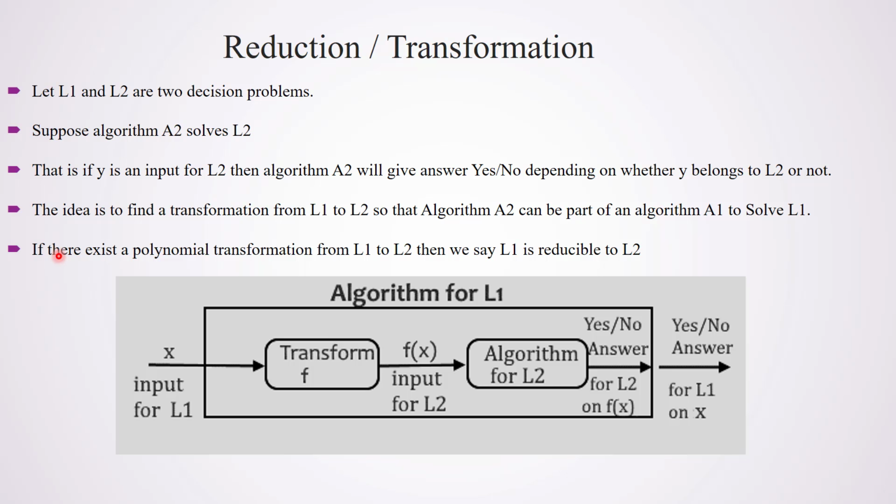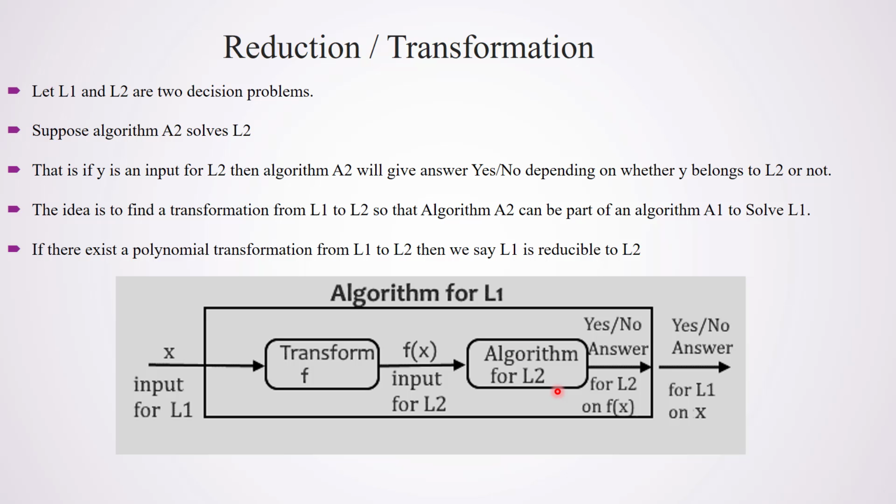If there exists a polynomial transformation from L1 to L2, then we say L1 is reducible to L2. If we can transform algorithm A2 to A1 in polynomial time, then we can say L1 is reducible to L2. So here what you have to understand is reducibility: when can we say L1 is reducible to L2?